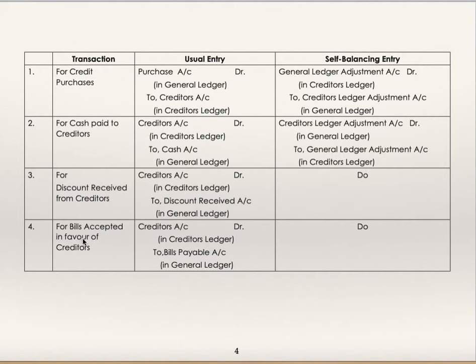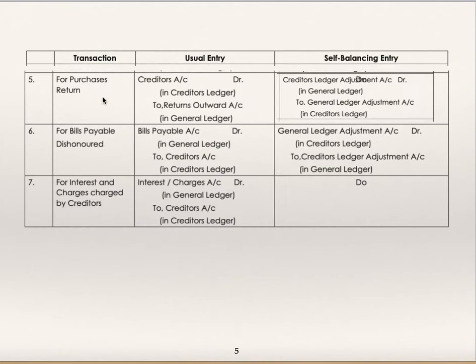For bills accepted in favor of creditors, again creditors balance will go down. So creditors account debit to bills payable is the normal entry and self-balancing entry would be creditors ledger adjustment account debit to general ledger adjustment account. For purchase return, normal entry is creditors account debit to return outward account and self-balancing entry creditors ledger adjustment account debit to general ledger adjustment account.